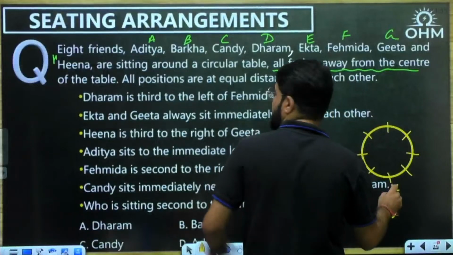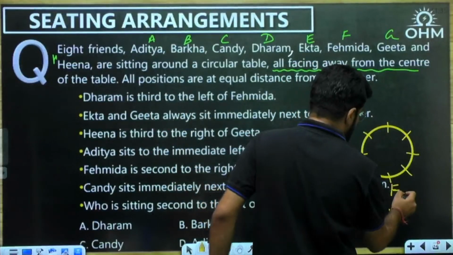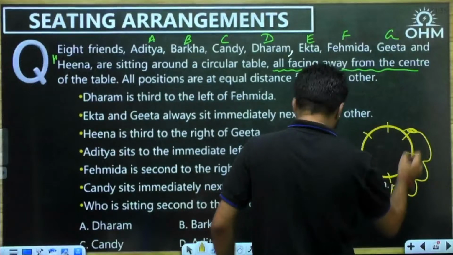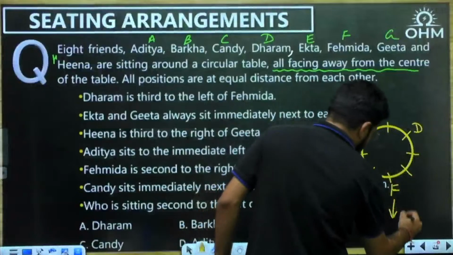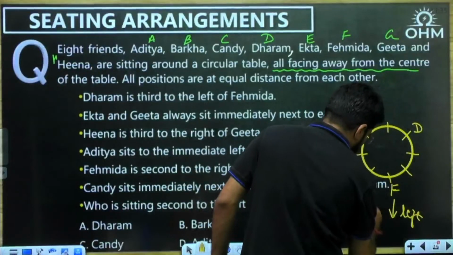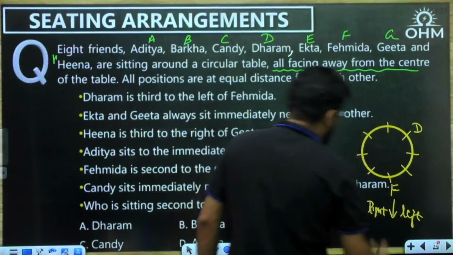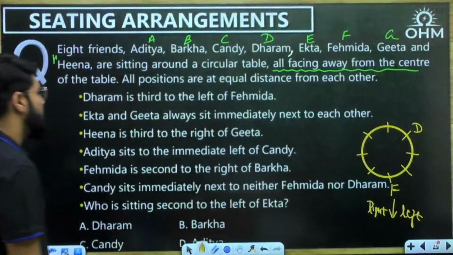This is the left hand of Fahimda, and Dharam is third to the left. 1, 2, 3. This must be Dharam. Facing this side, this is left, and this is the right. Now Dharam is third to the left, fine.